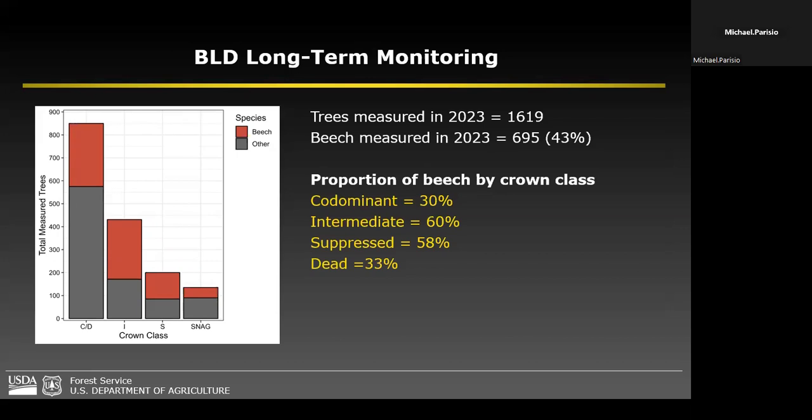Of those, beech accounts for about 30% of our codominant trees, but not surprisingly, it does account for a much higher proportion of trees in that intermediate and suppressed strata. This, of course, would be because beech is probably among our most shade-tolerant hardwood species, so it does quite well under shade.